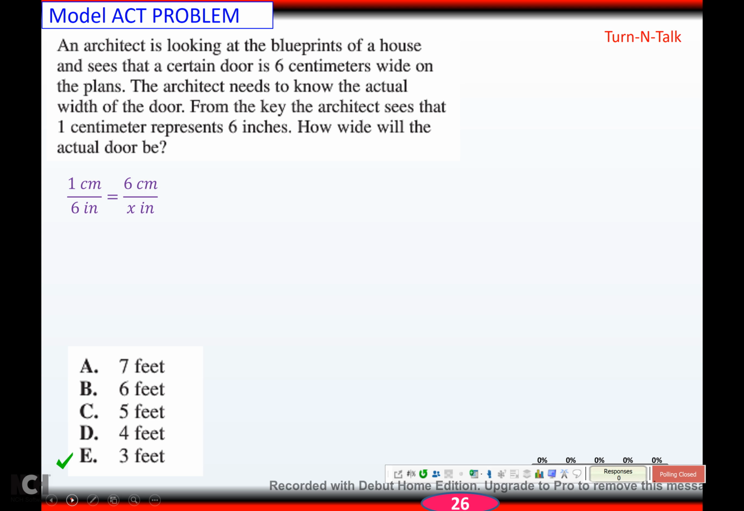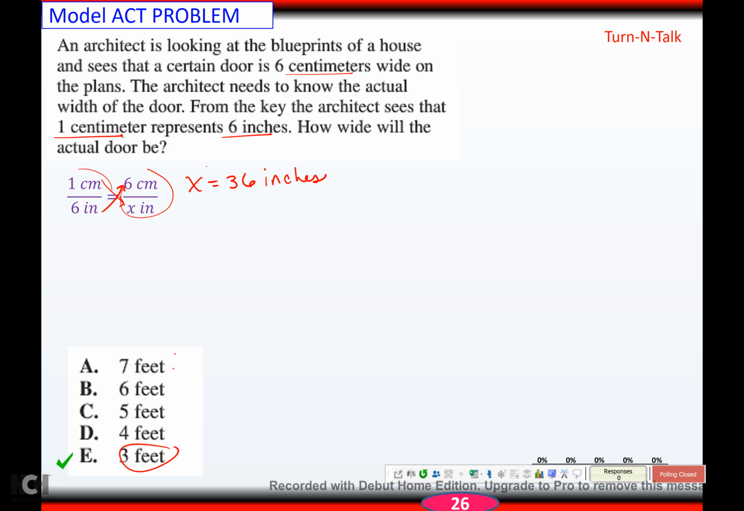So I set up a proportion. It says that 1 centimeter represents 6 inches. So there's my first ratio. I have 6 centimeters, and I want to know how many inches that's going to be. So if I convert, I go 1 times x is x equals 6 times 6 is 36. So that would make it 36 inches.